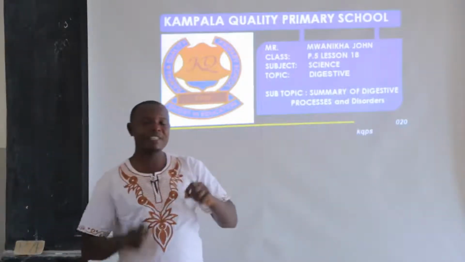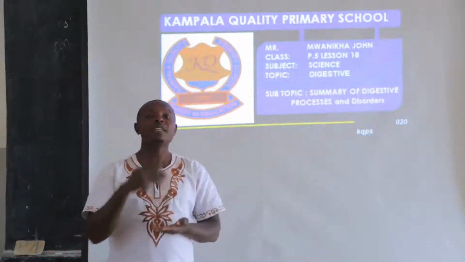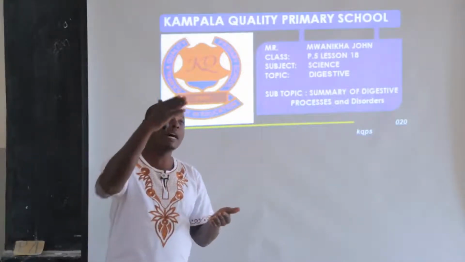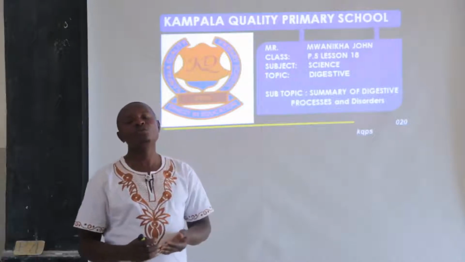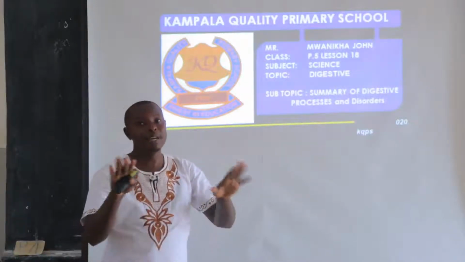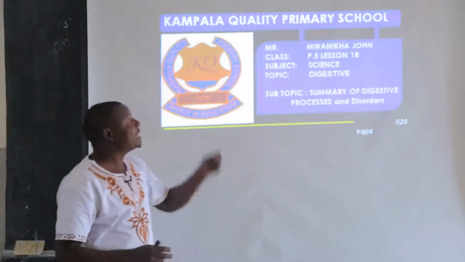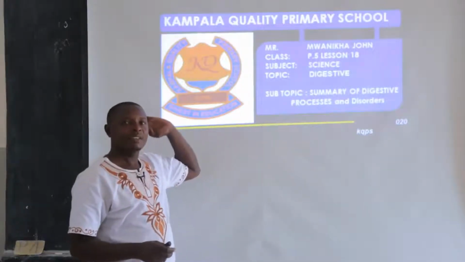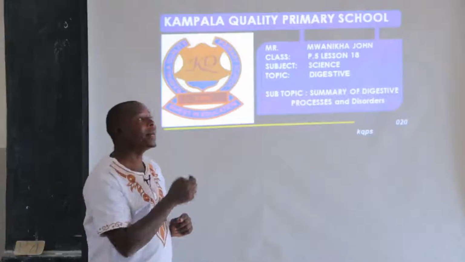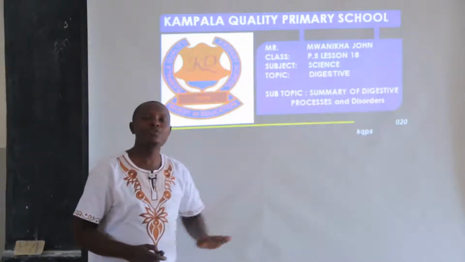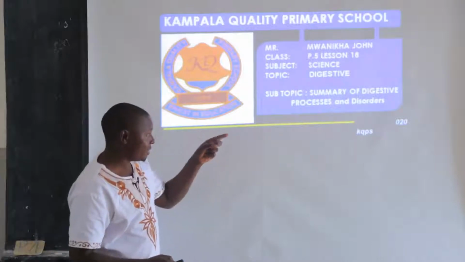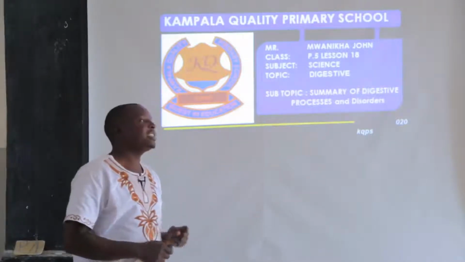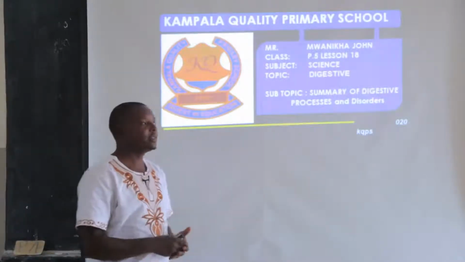And we are still talking about digestion of food. Last time we looked at digestion of food in the small intestines. That's where we looked at digestion of food in the duodenum. We looked at digestion of food in the ileum and other parts of the alimentary canal. But with me here, I've brought for you the summary of what we have been discussing, starting with the mouth up to where digestion of food ends. And that's why I've termed it as summary of digestive processes and disorders of the digestive system.